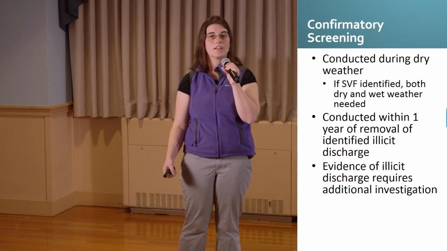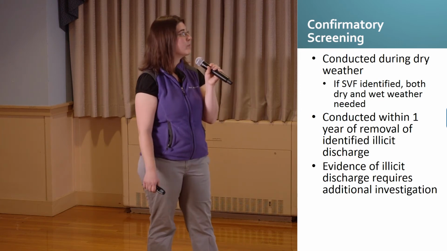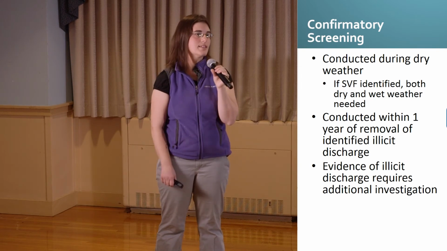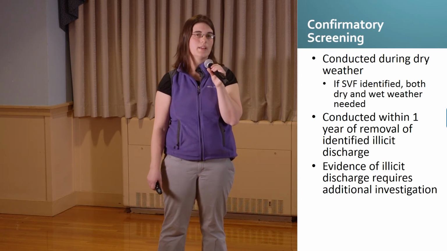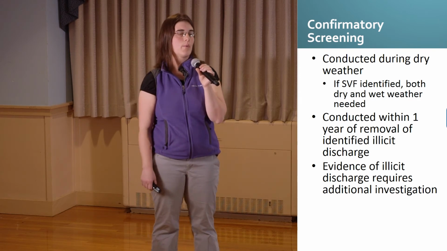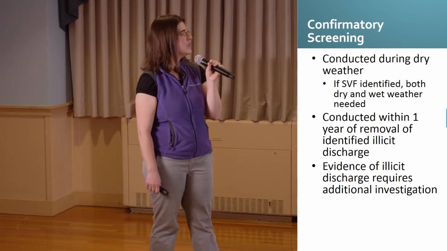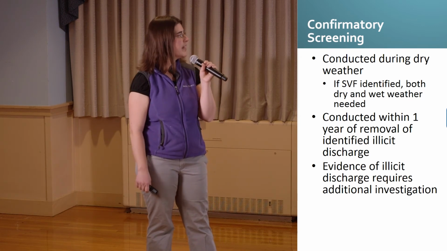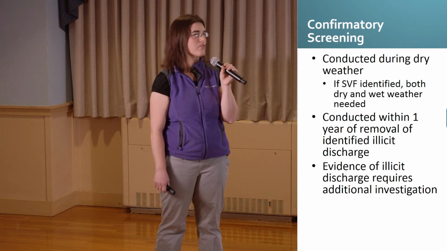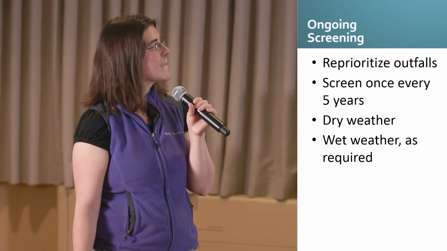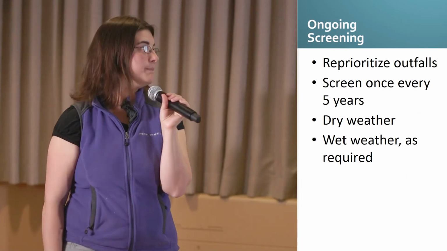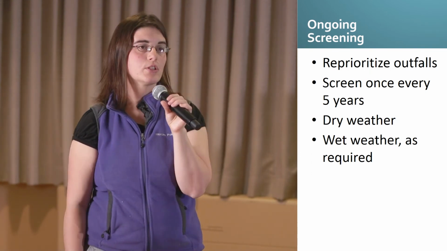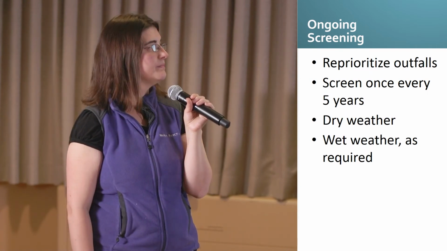And then you'll have to confirm that the illicit discharge was removed, and this needs to be conducted during dry weather unless you had a system vulnerability factor identified in that catchment, and then you'll need to do both dry and wet weather screening. It's conducted within 1 year of the removal of your identified illicit discharge, and if there's evidence of an illicit discharge, it requires additional investigation. And then you need to do ongoing screening. Screen once every 5 years and conduct dry weather and wet weather as required.